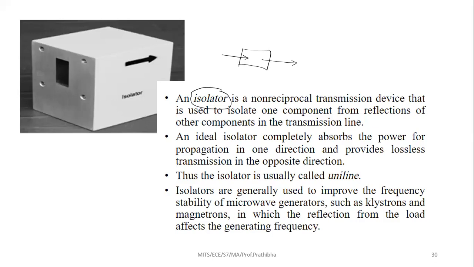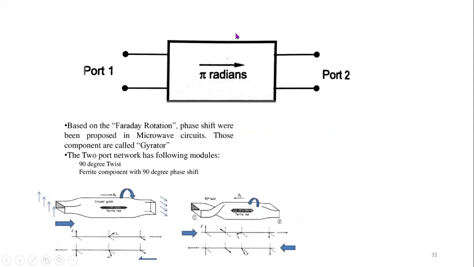What are isolators generally used for? They are kept just after the generators, just after the sources. They are used to improve the frequency stability of microwave generators, such as klystrons and magnetrons. Klystron we will be studying in detail in the lab; you will be taking the characteristics out. Magnetrons, as I have always told you, are sitting in your house in the microwave oven, generating the microwave frequency of 2.45 gigahertz. So that is what an isolator does.